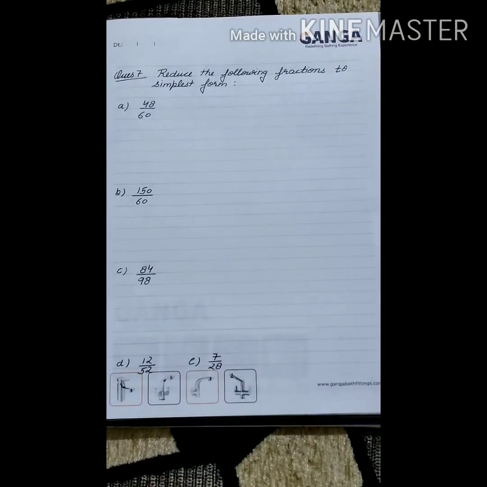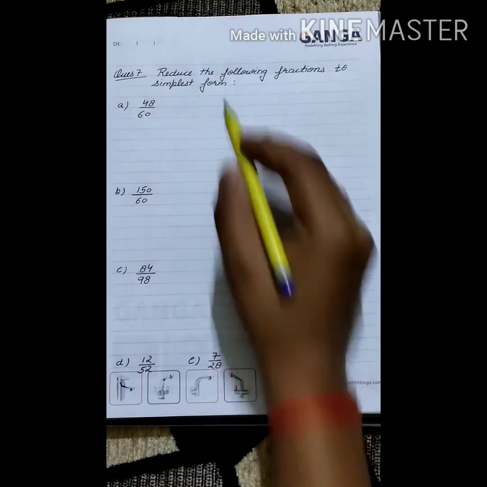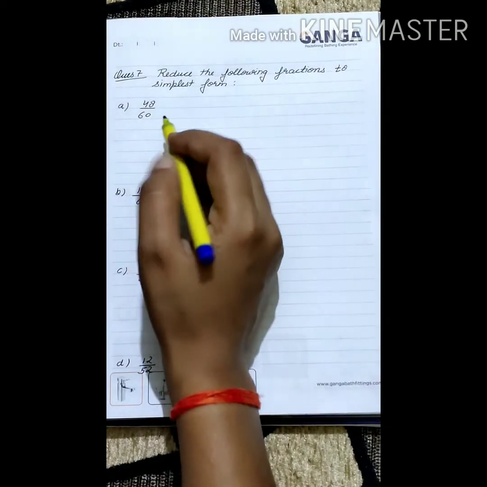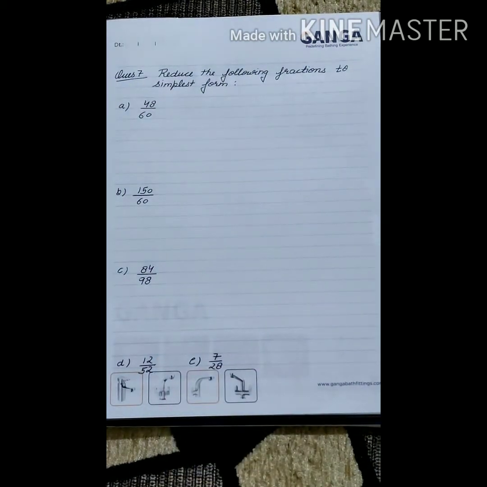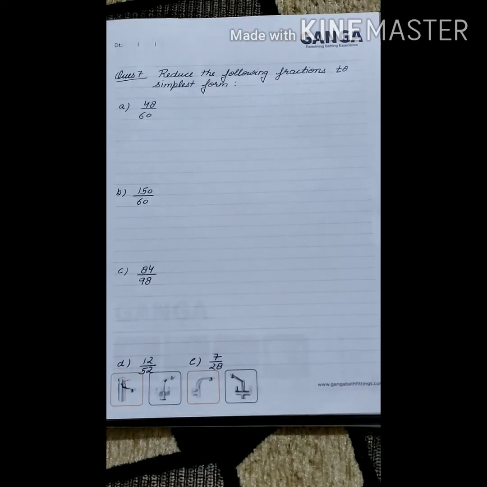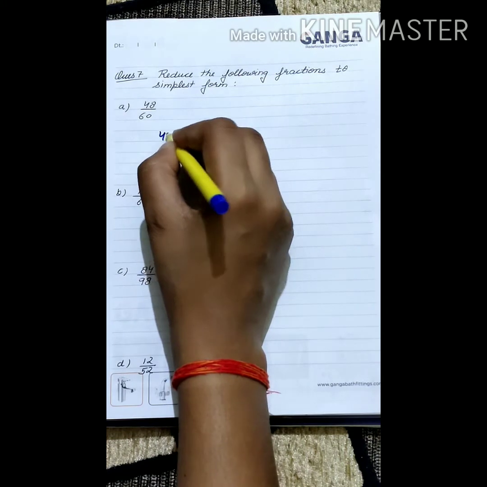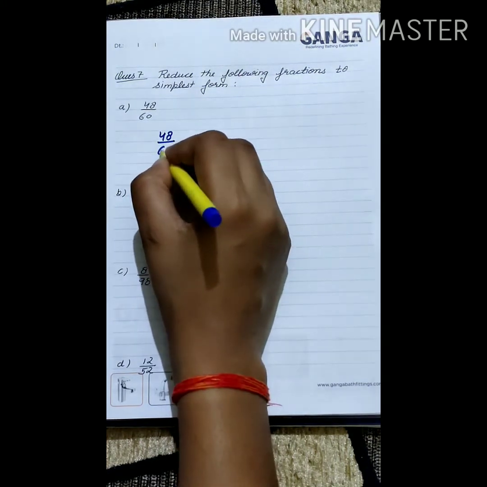Question number 7. Reduce the following fractions to simplest form. First part, 48 upon 60. In this question, we have to reduce this fraction into simplest form. For finding the simplest form, we will divide this fraction by the highest common factor until we get co-prime numbers in the numerator and denominator. So, firstly we will write 48 upon 60.